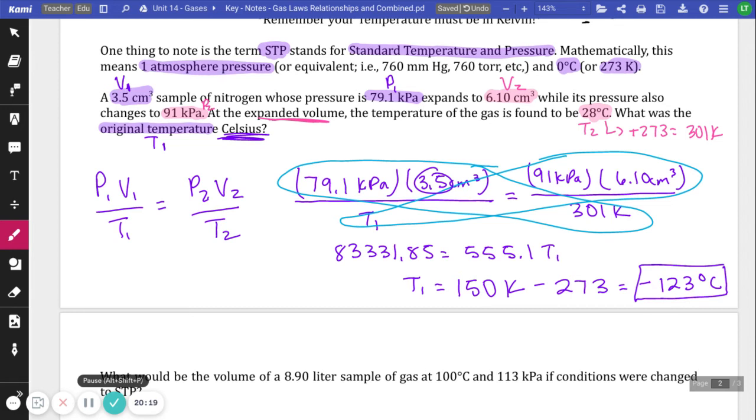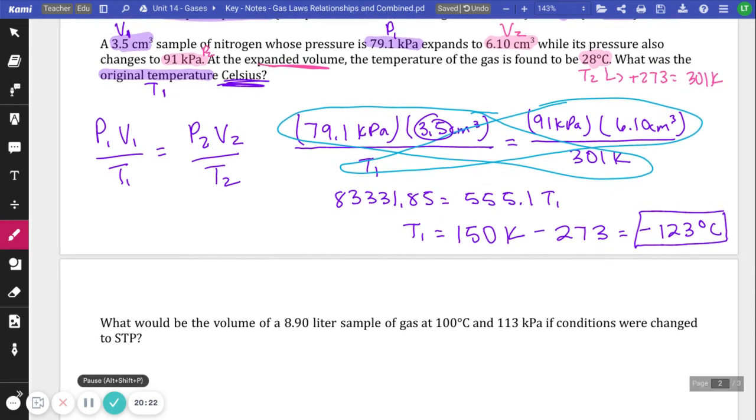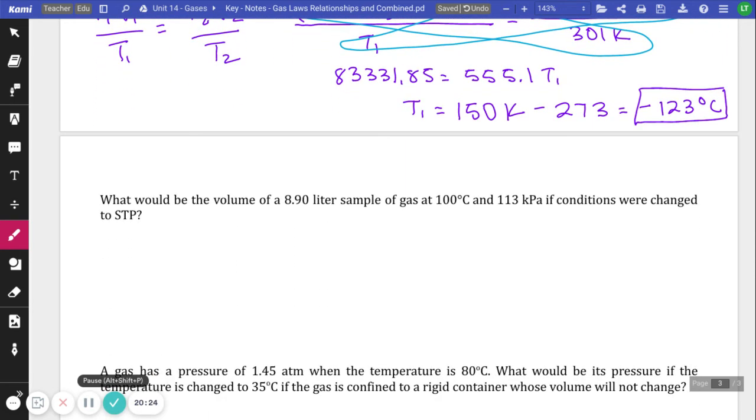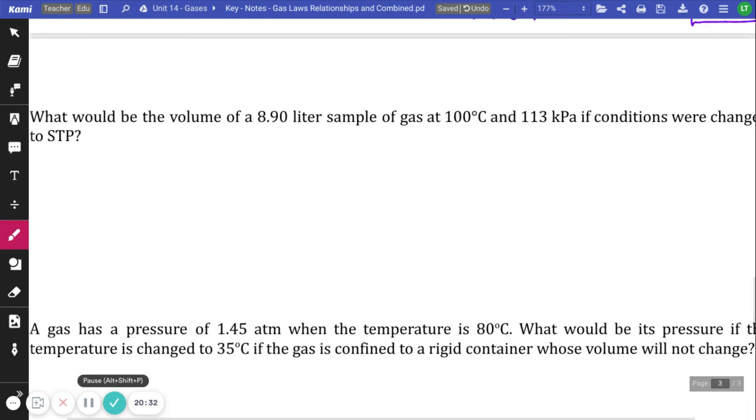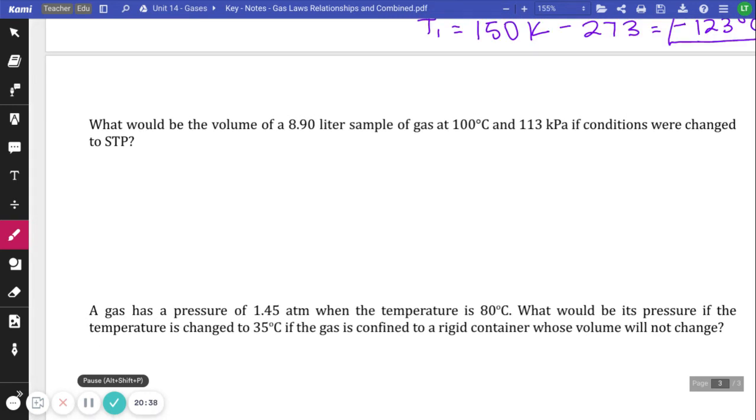All right. Let's do another one together. And then I'm going to have you guys do one on your own. So it says, what would be the volume of an 8.90 liter sample of gas at 110 degrees Celsius and 113 kilopascals if conditions were changed to STP?